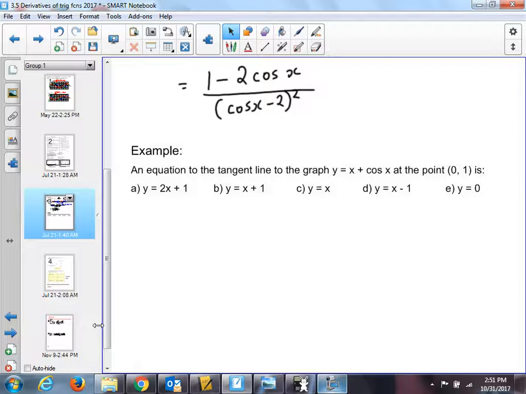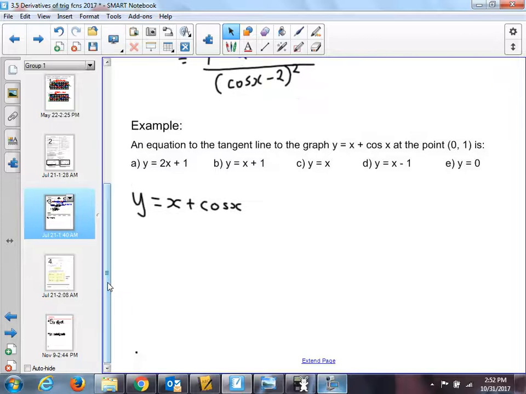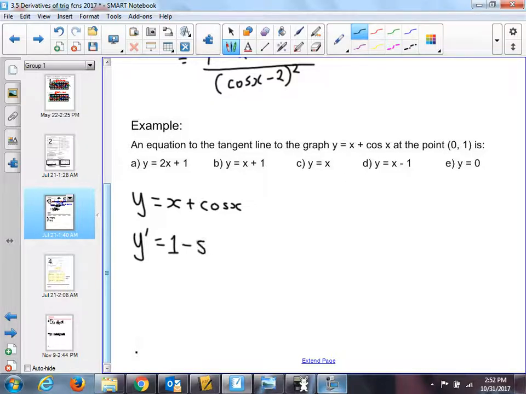Okay. So y, and I gave you a function that you probably wouldn't graph right at the top of your head. It requires some thought. So if this is y, you need the derivative. Good. So y prime, I'll use that instead of dy today. The derivative of x is 1. Cosine of x is negative, subtract, sine of x. Okay.